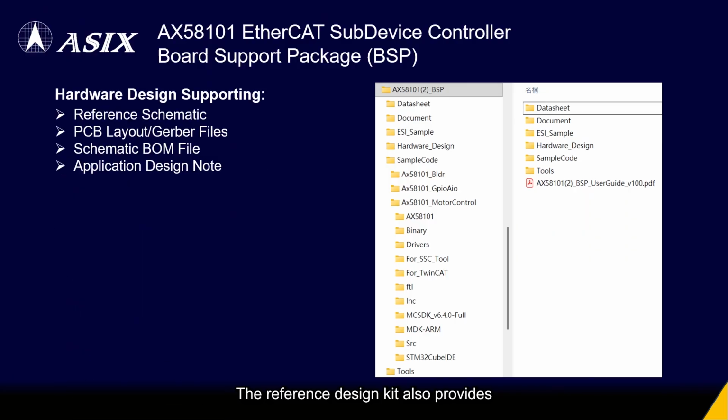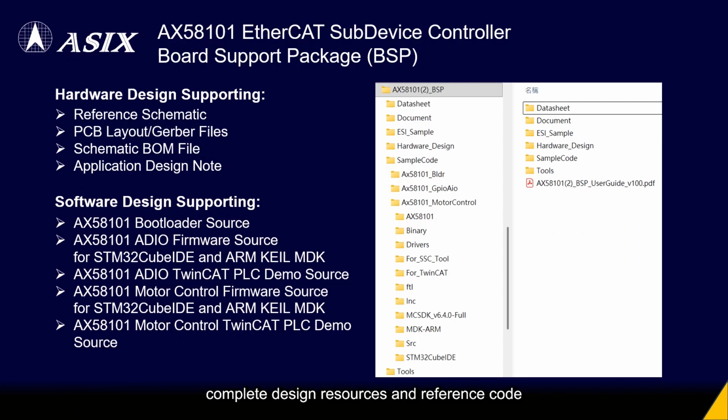The reference design kit also provides complete design resources and reference code, enabling designers to efficiently develop AX58101 EtherCAT SubDevice applications. It includes product datasheets, schematics, PCB layout files, design documentation, as well as software and firmware source code.